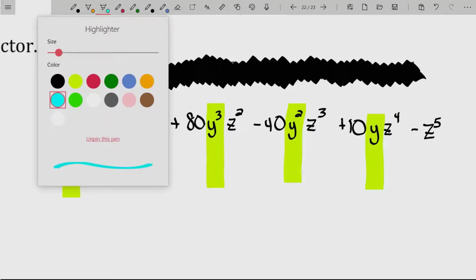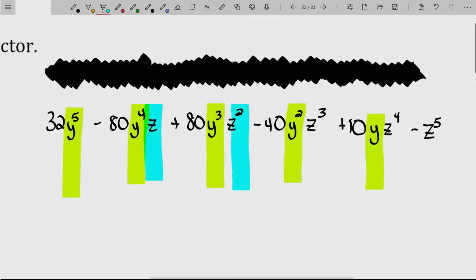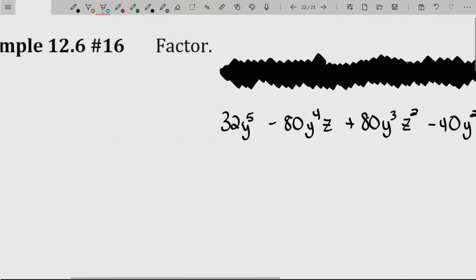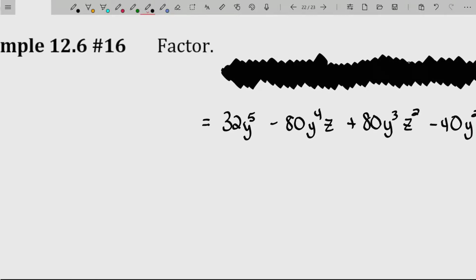Let me use a different color highlighter like I meant to. There we go. 4th and 5th. So this looks to me to be the 5th power of a binomial. And I know it's the 5th power because the ultimate power in each of these terms is 5. So I'm going to go ahead and assume, even if it's wrong, that this is some a plus b quantity to the 5th power.